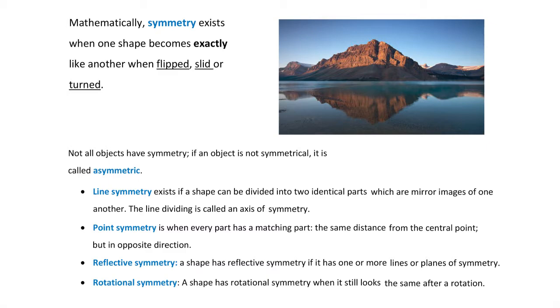Then we have rotational symmetry. A shape has rotational symmetry when it still looks the same as the original shape after a rotation. So when you're talking about rotational symmetry, you can talk about the order of rotational symmetry. How many times will the shape look exactly like the original shape, turning it through 360, a complete revolution? The number of times that the shape will look exactly like the original is the order of rotational symmetry.